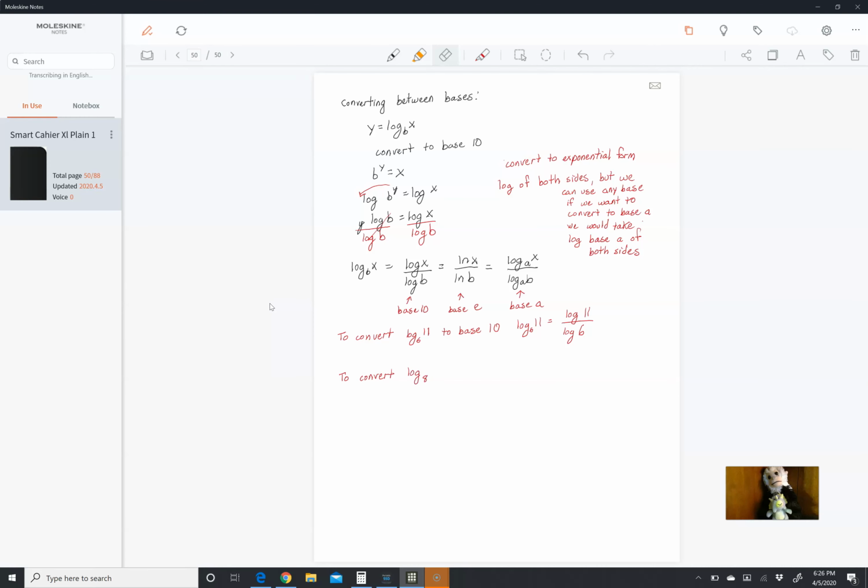log base 8 of 15 to base e, well, log base 8 of 15 is just ln of 15 over ln of 8. So if we wanted to convert it to base 20, it would be log base 20 of 15 over log base 20 of 8. So we can convert to any base that we want, and we don't have to go through this whole process every time, but it does show you how it works, okay, and why it works. So this is converting between bases.